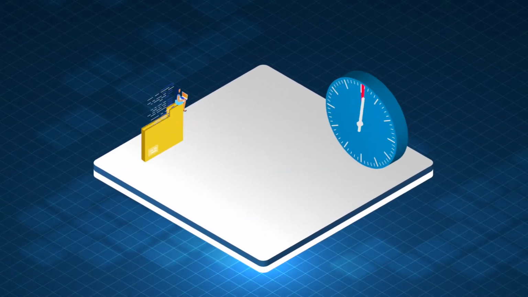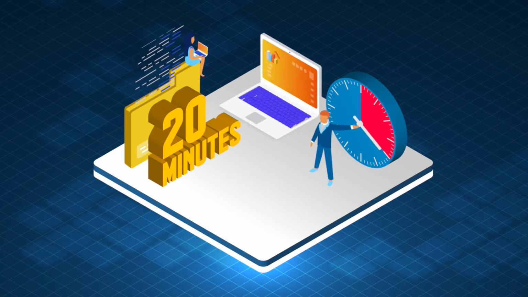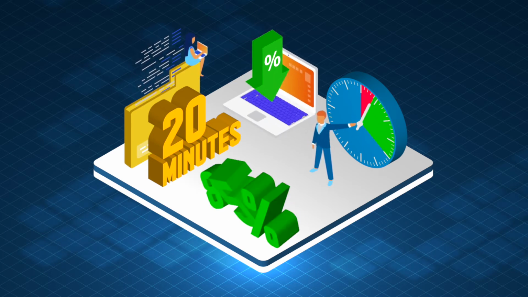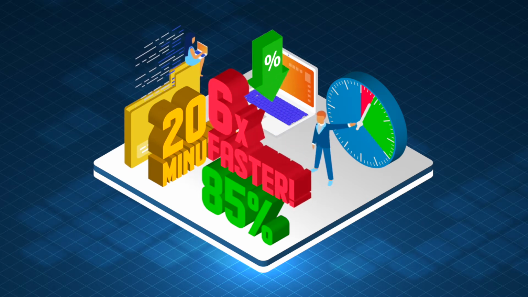On average, it takes about 20 minutes for a travel agent to issue a ticket. TINA can reduce the total work time by 85%. That's more than 6 times faster.